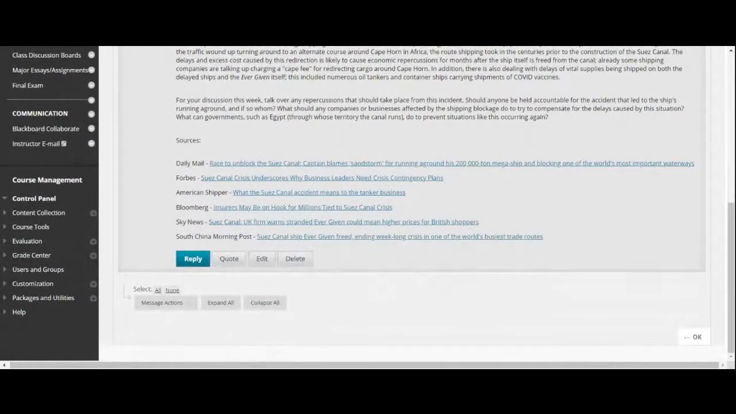This one has six source articles. First one from the Daily Mail. Race to unblock the Suez Canal. Captain blames Sandstorm for running aground his 200,000-ton megaship and blocking one of the world's most important waterways. One from Forbes. Suez Canal crisis underscores why business leaders need crisis contingency plans. You have one from American Shipper. What the Suez Canal accident means to the tanker business.